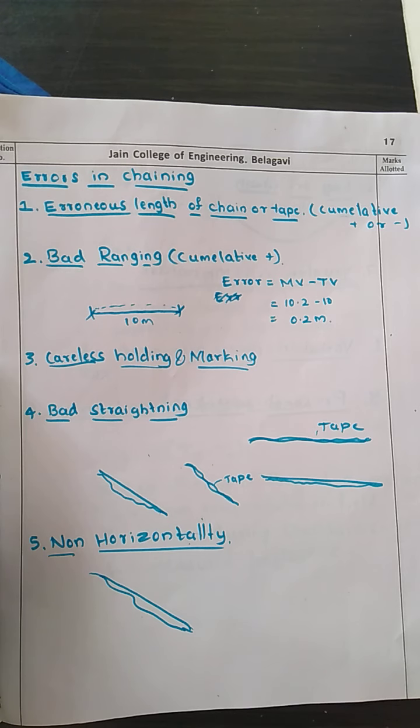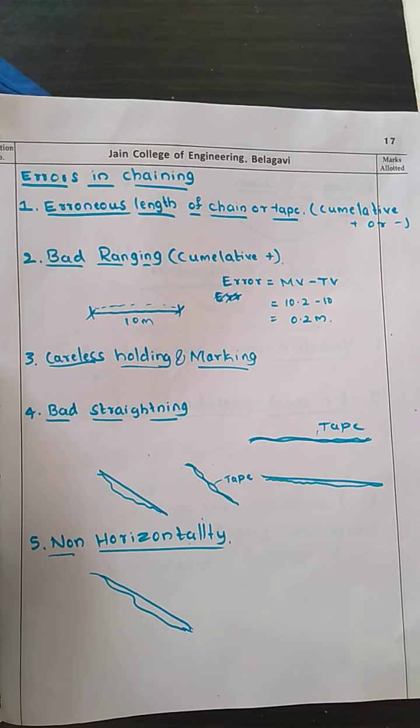Now, error may occur due to various factors. It may occur due to erroneous length of the chain or tape, bad ranging, careless holding, bad straightening, non-horizontality of the chain or tape, sag in the chain or tape, variation in temperature, variation in the pull, and personal mistakes. So these are the different kinds of errors that may occur under different conditions.